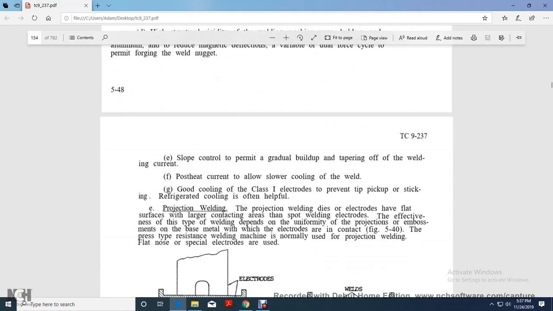Slow current buildup and tapering off of the welding current. Post-heat current is also used for slower cooling of the weld. Good cooling of the class 1 electrodes prevents the tip pickup and sticking. Refrigerated cooling is often helpful. Projection welding.